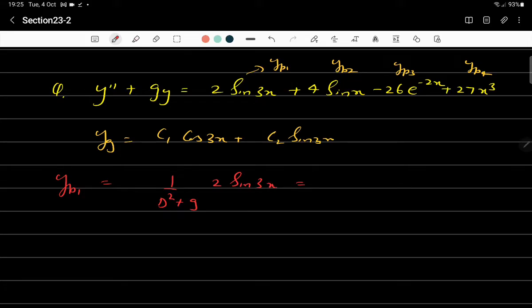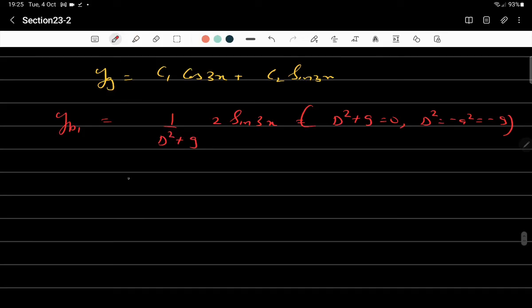If D square plus 9 is equal to 0, then D square is minus a square, which is minus 9. So I will take it as 2x times 1 by 2D of sin 3x. So this 2 and this 2 cancel out. The integration of sin 3x is minus cos 3x by 3. So it becomes minus x by 3 cos 3x. Very quick.